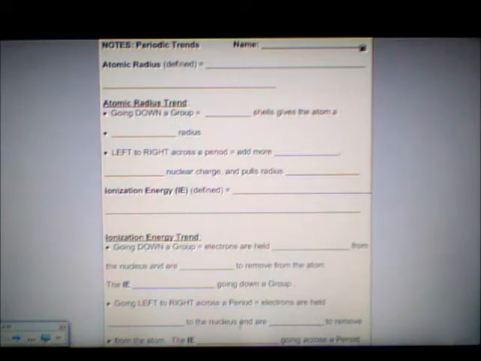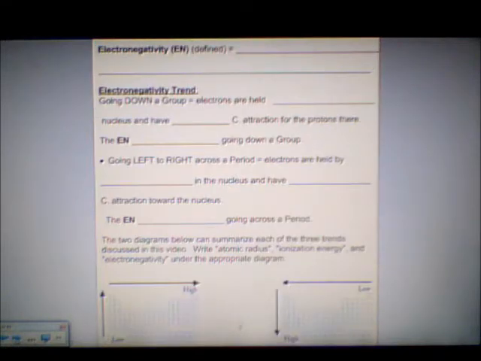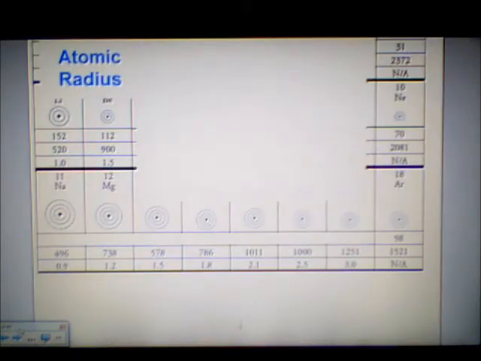Here's the capture sheet that you should have in front of you so that you can take notes for this video. It's 2 pages, so it has a front and a back to it that looks like so. We're going to talk about atomic radius.